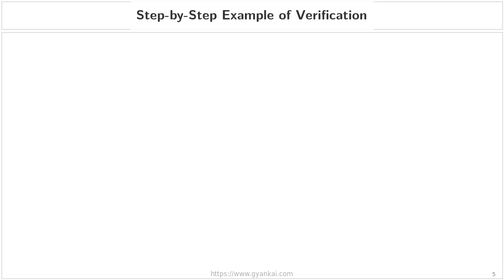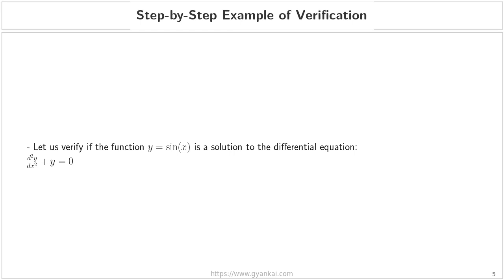Step-by-step example of verification. Now that we have established the formal definition of a solution, let's move from theory to practice. On this slide, we are going to perform a step-by-step verification. We want to test whether the function y equals sine of x is actually a solution to the differential equation y double prime, or the second derivative of y with respect to x, plus y equals 0.